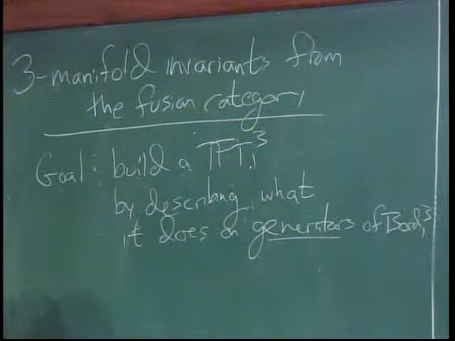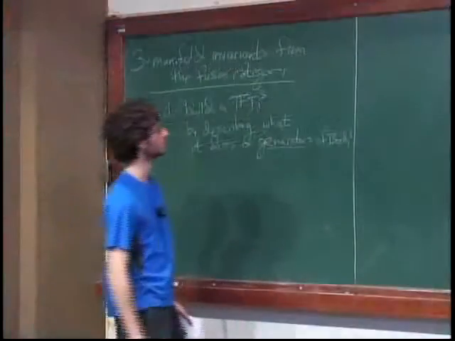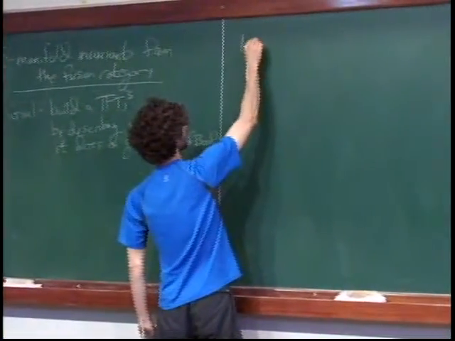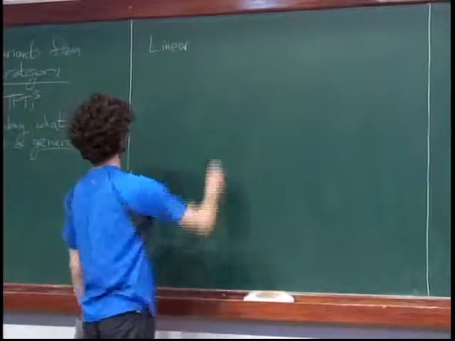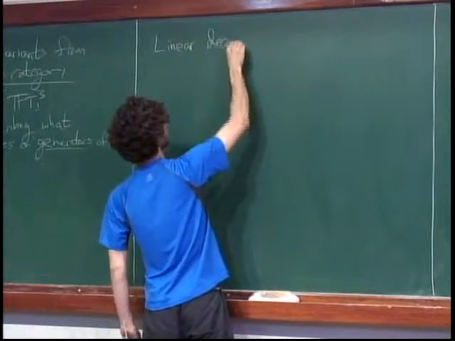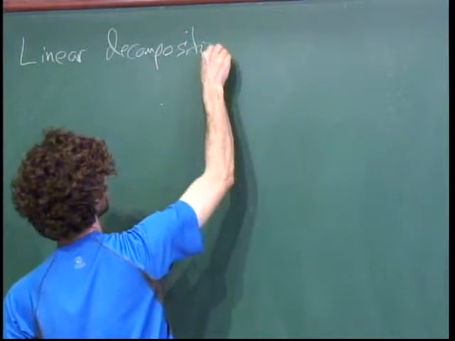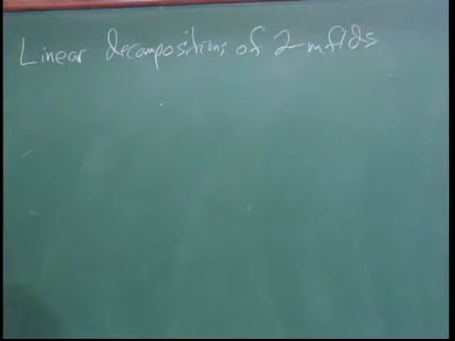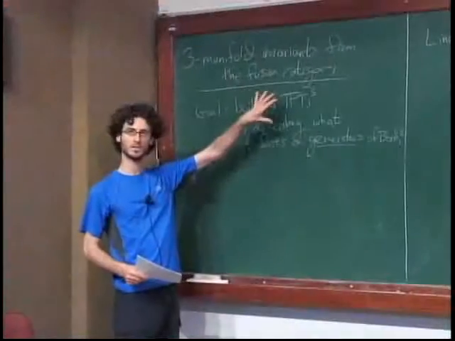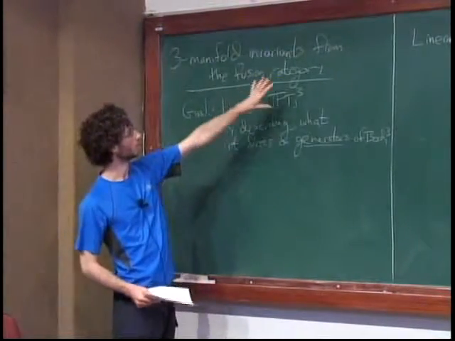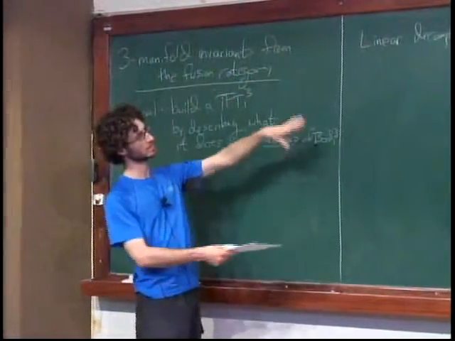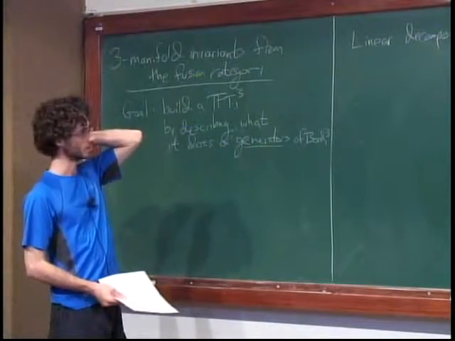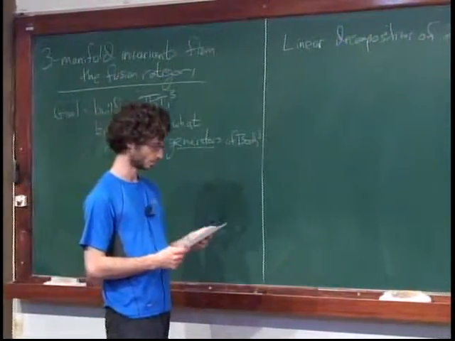So to do that, first of all, we're going to back up to two-manifolds and talk about how we might get generators for two-dimensional manifolds. And to do that, I'm going to talk about linear decompositions of two-manifolds. All this particular approach to the TFTs we're going to build, as I mentioned before, is quite classical. This particular way of thinking about them is stuff that I've thought about with Chris Schommer-Pries, and I wanted to be sure to mention his name as well.